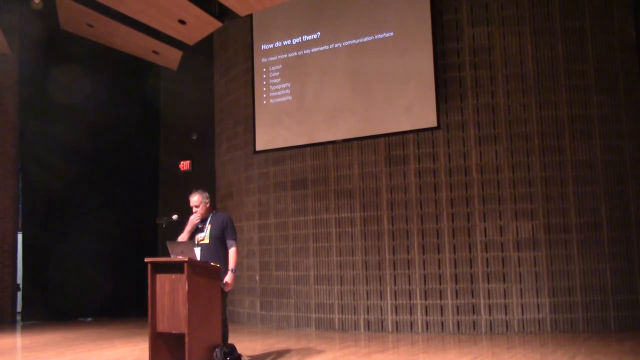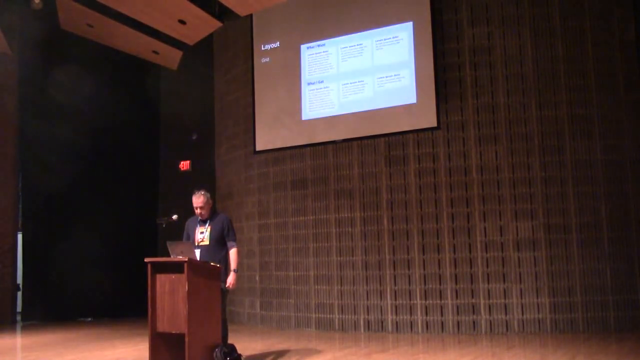So I thought about how you can describe any communication interface, print, web, anything that we're using to communicate an idea or interact with a user. And these are the core parts of it. Layout, how we divide up a space. Color, how we fill it with colors and establish contrast. Image, how we incorporate images within a layout or an interface. Typography, how we use text. Interactivity, how we allow for people to perform actions on our website, and accessibility, how we make sure that the content that we're serving is reachable by the widest range of people. And those are areas where Gutenberg has some great tools, but needs more. So let's take a look at each one of those.